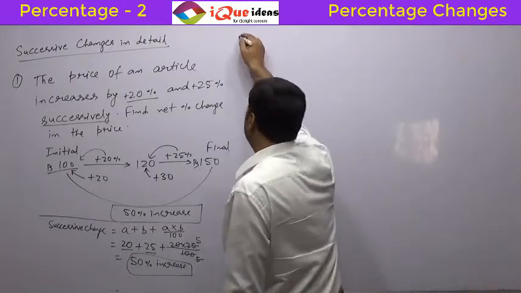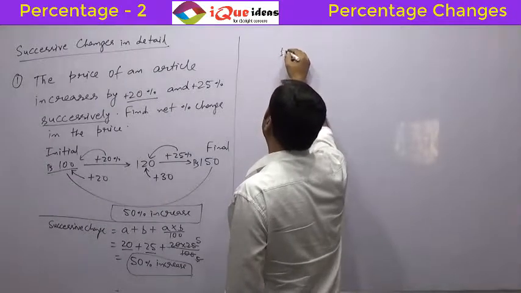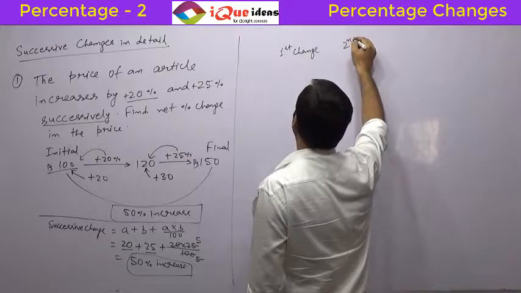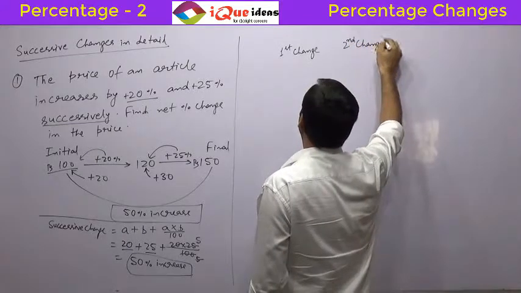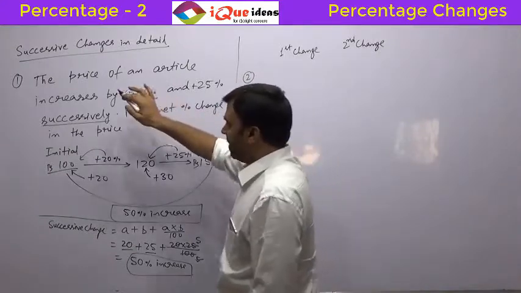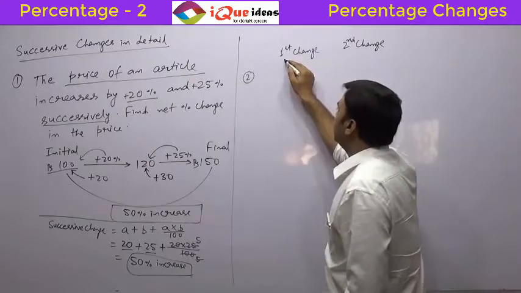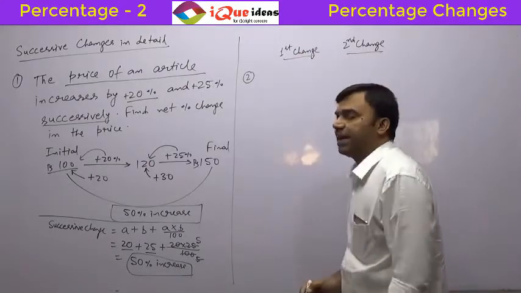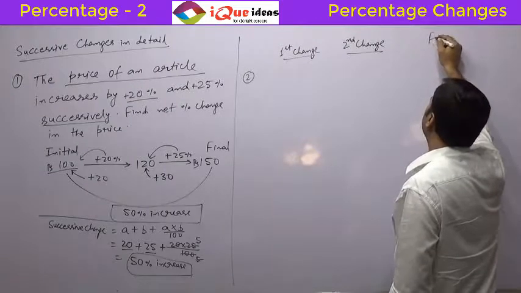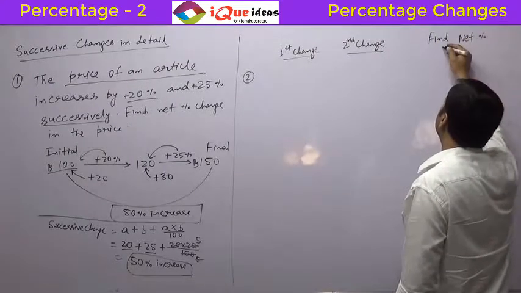Now let's take some more situations. I'll write it like this: first change, second change. Let's say question number 2. I'm keeping the same question. The price of an article changes by these two changes, first change and second change, and you have to find the net percentage change.